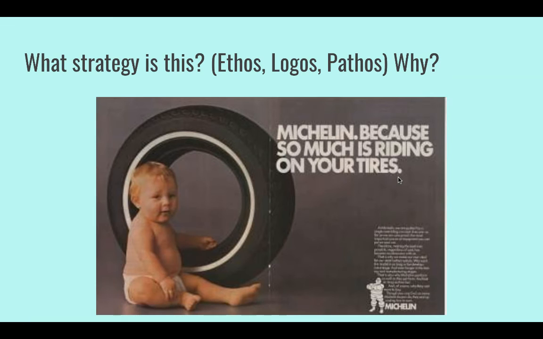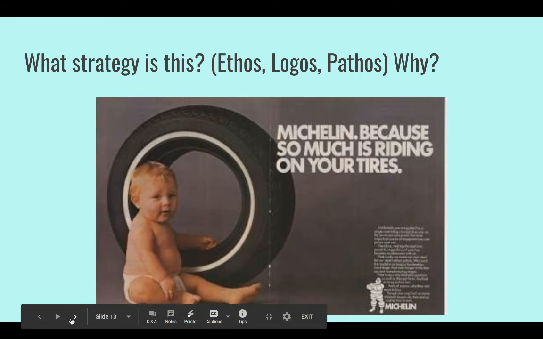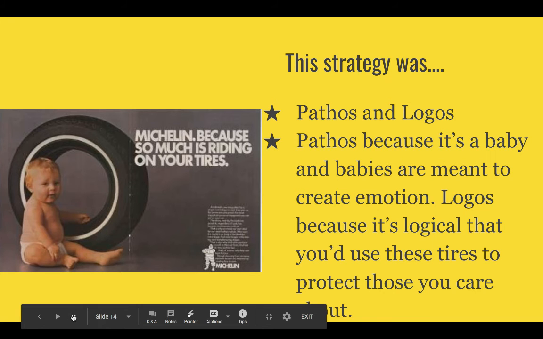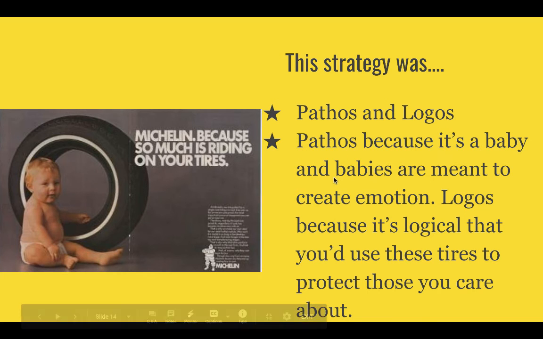All right, there are a couple things going on here. As we can see, I think we can see both logos as well as pathos being employed here. So we have a picture of a baby as well as a tire, obviously drawing that connection. Pathos, it's a baby, right? And babies inspire strong emotions in people. We want to protect them, right? There's a strong protective feeling that comes from it.